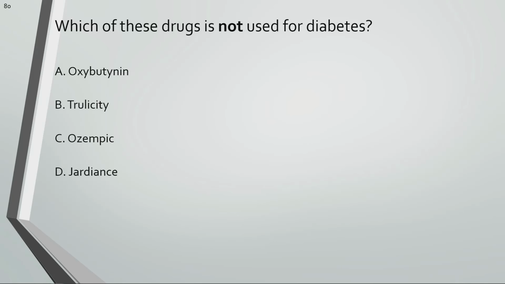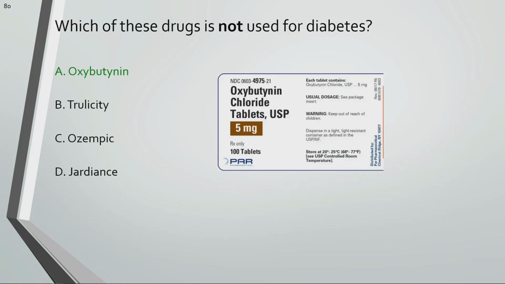Which of these drugs is not used for diabetes? Oxybutynin is not used for diabetes. Oxybutynin is an antimuscarinic agent used for overactive bladder, bladder spasms, and urinary incontinence symptoms. Oxytrol is an OTC formulation of oxybutynin supplied as a transdermal patch.